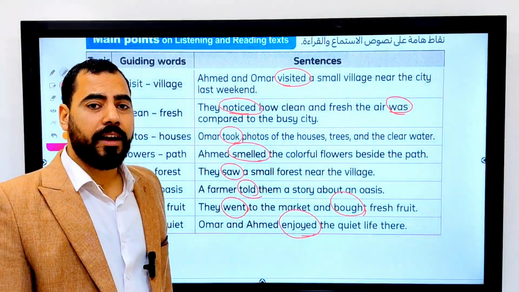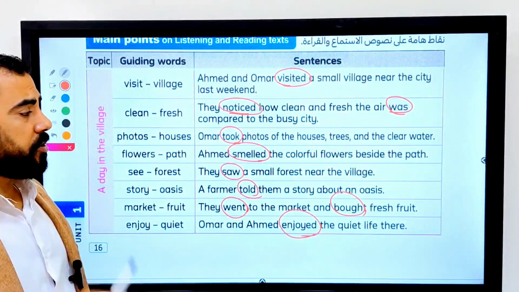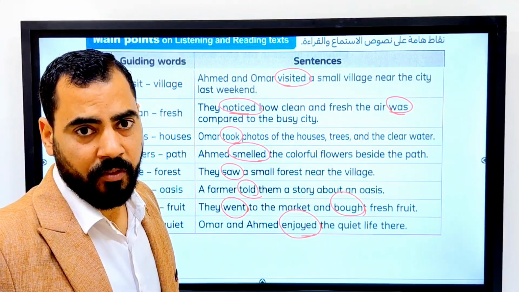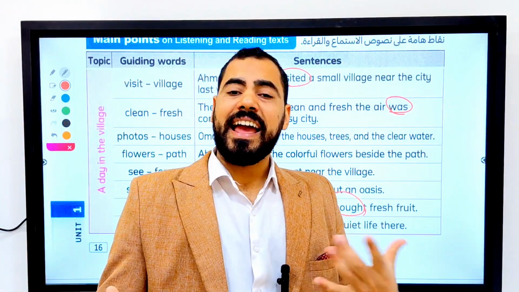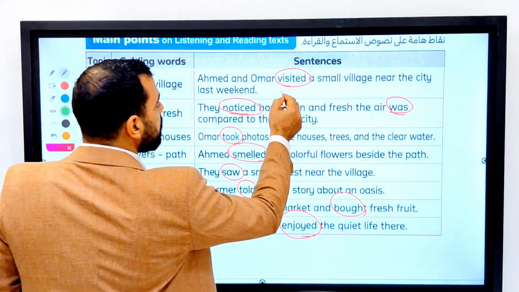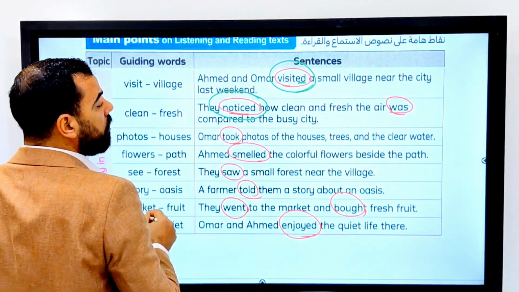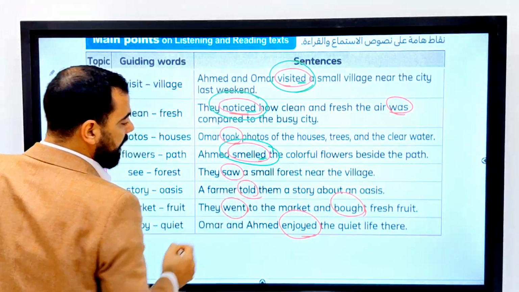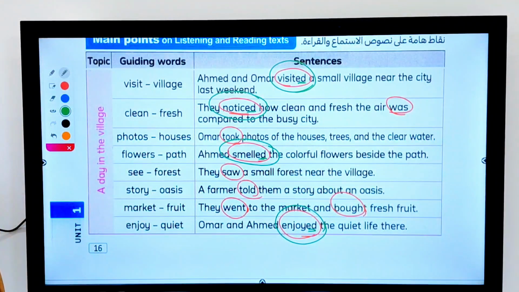Do you think why I made these circles around these specific words? Yes, you're right, because all these verbs are in the past. So let's compare between regular verbs and irregular ones. We will circle regular verbs green. So visited is regular because there is ed. Noticed is regular because it's ed. Smelled is regular, it's ed. And enjoyed is regular because there is ed.